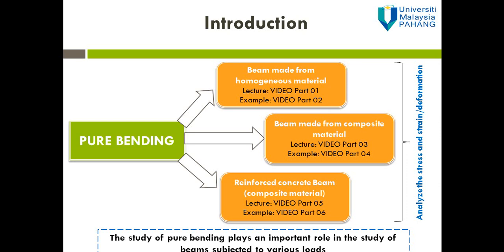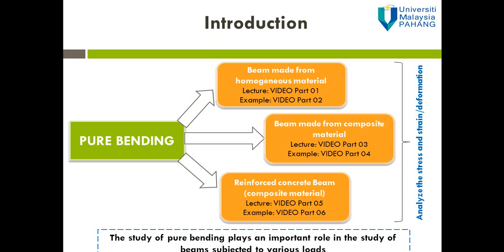So what is meant by homogeneous material? Homogeneous material means single material or the same material. Okay. And then some examples and step-by-step procedure, step-by-step analysis to solve the problem involving pure bending will be given in the following videos of part 2.